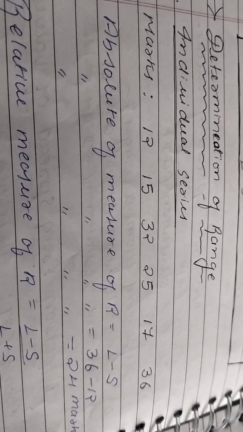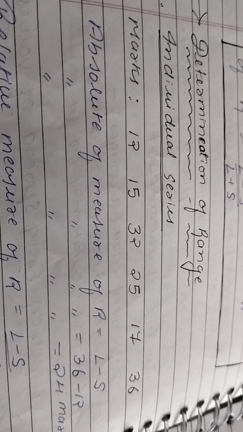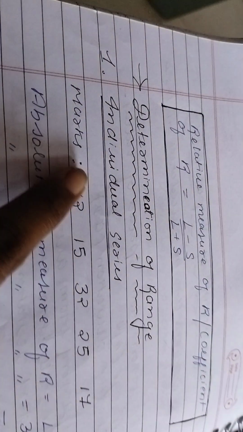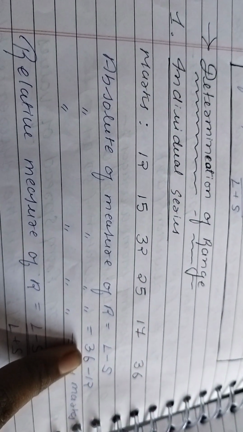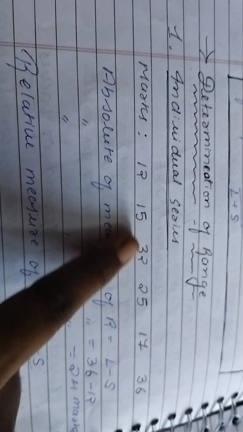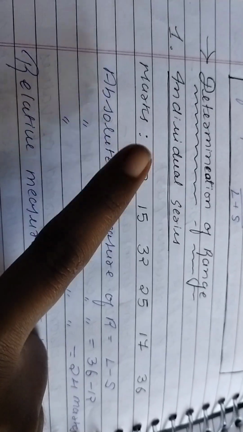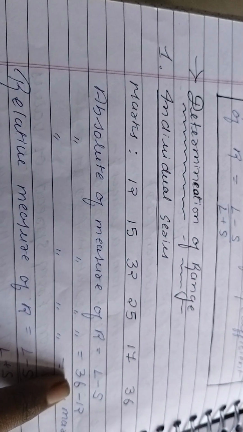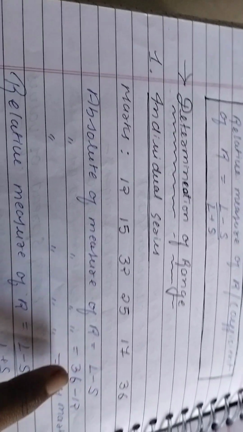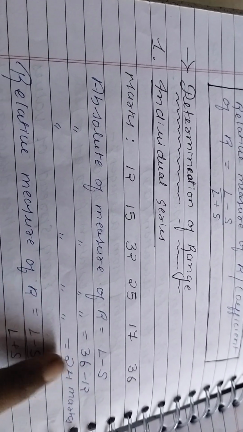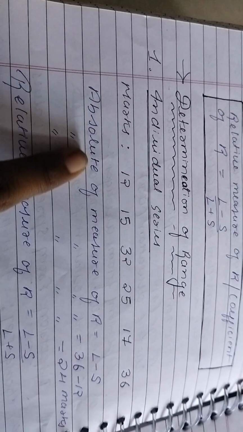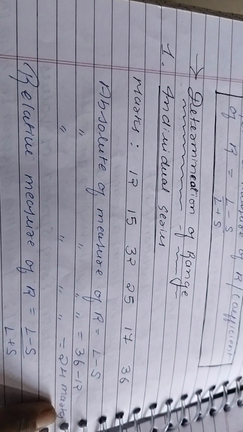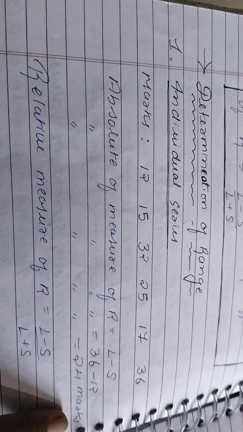So first we will calculate the absolute measure of R, which is L minus S. The largest value, when you observe, is 36, so we have written 36, and the smallest value is 12, so I have written 12. By taking the difference, I get 24. So 24 is the difference, but because it is an absolute value, a unit will be applied, so 24 marks.